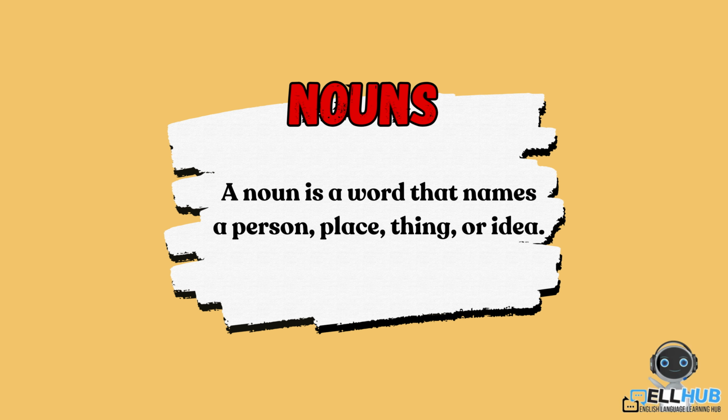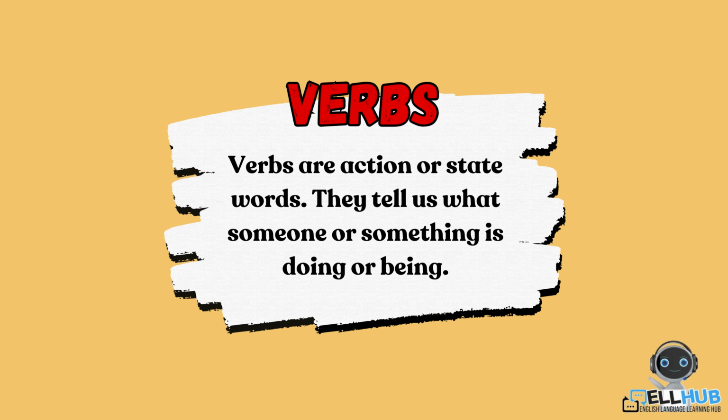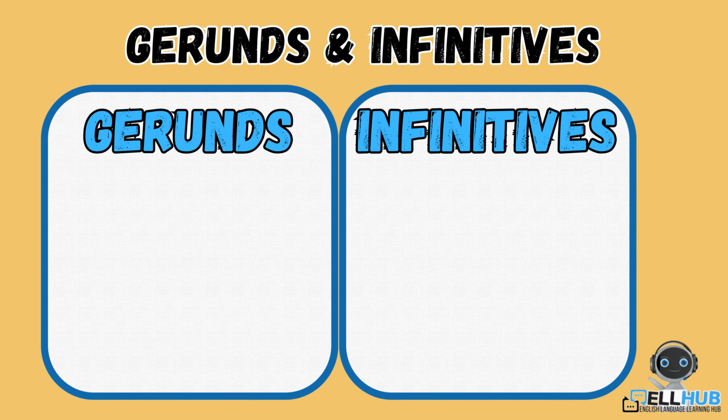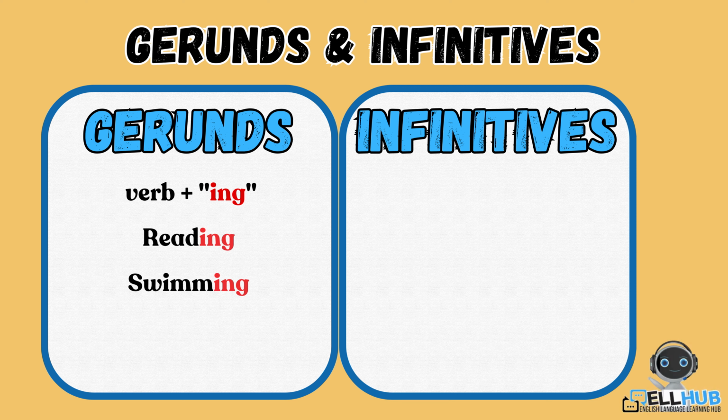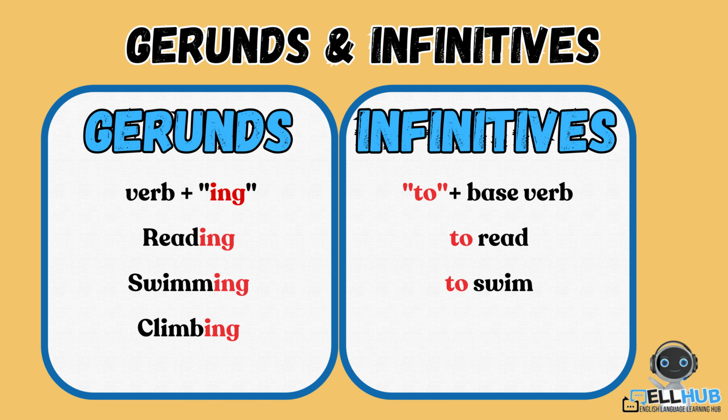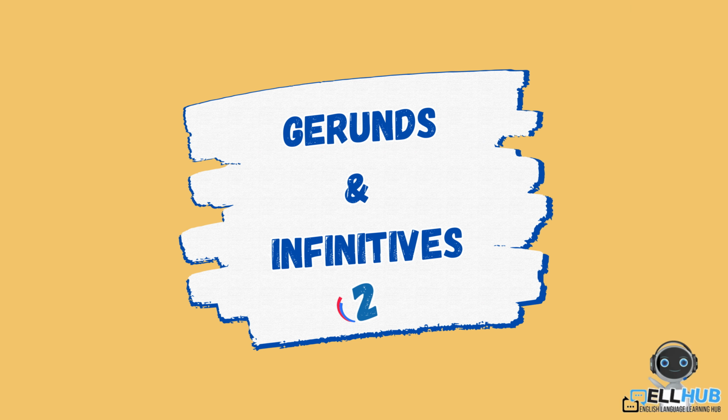Let's wrap up what we've learned today. We started off by reviewing the basics of nouns and verbs. Then we learned about gerunds and infinitives, and we looked at some examples together. Remember, gerunds are formed from a verb plus ing, like reading, swimming, or climbing. Infinitives are formed from to plus the base verb, such as to read, to swim, or to climb. In our next video, we'll dive deeper into where to place gerunds and infinitives in sentences. So stay tuned.